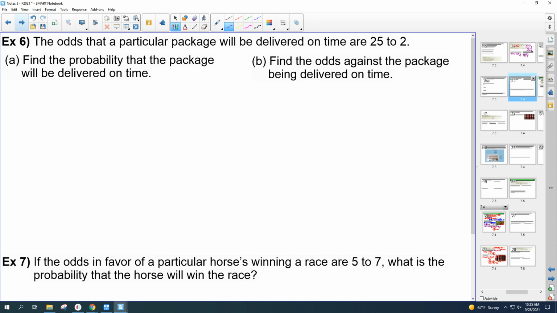The odds that a particular package will be delivered on time are 25 to 2. So the odds, let's just say P for package, is 25 to 2. Find the probability that the package will be delivered on time. So, probability that the package is delivered on time.